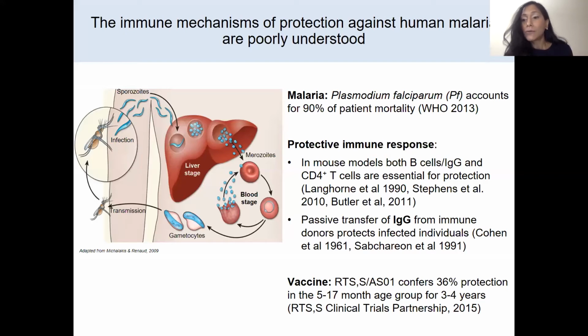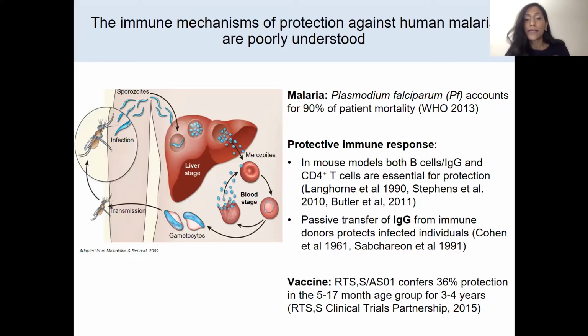Now, both in humans as well as in mice, we know that antibody responses are very important for control of this infection and for the response of this infection. And indeed, in humans, we find antibodies generated against various P. falciparum antigens expressed at various stages of the Plasmodium life cycle. We also know that in humans, passive transfer of antibodies from immune donors to infected individuals can actually reduce disease burden as well as severity of disease.